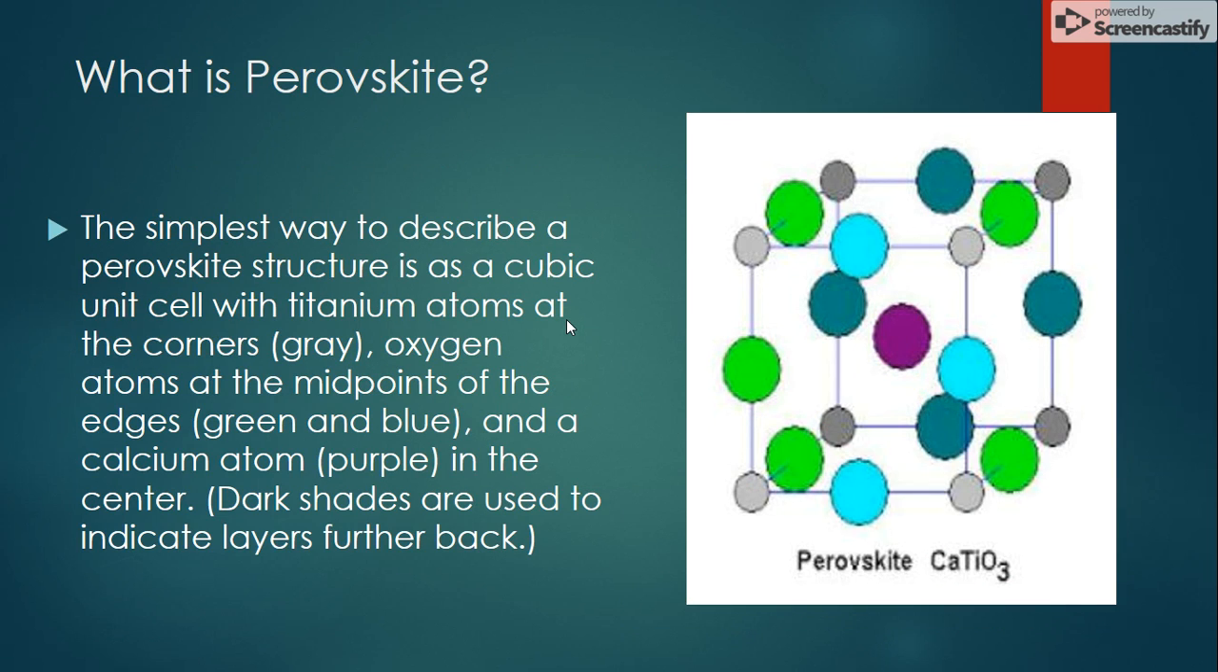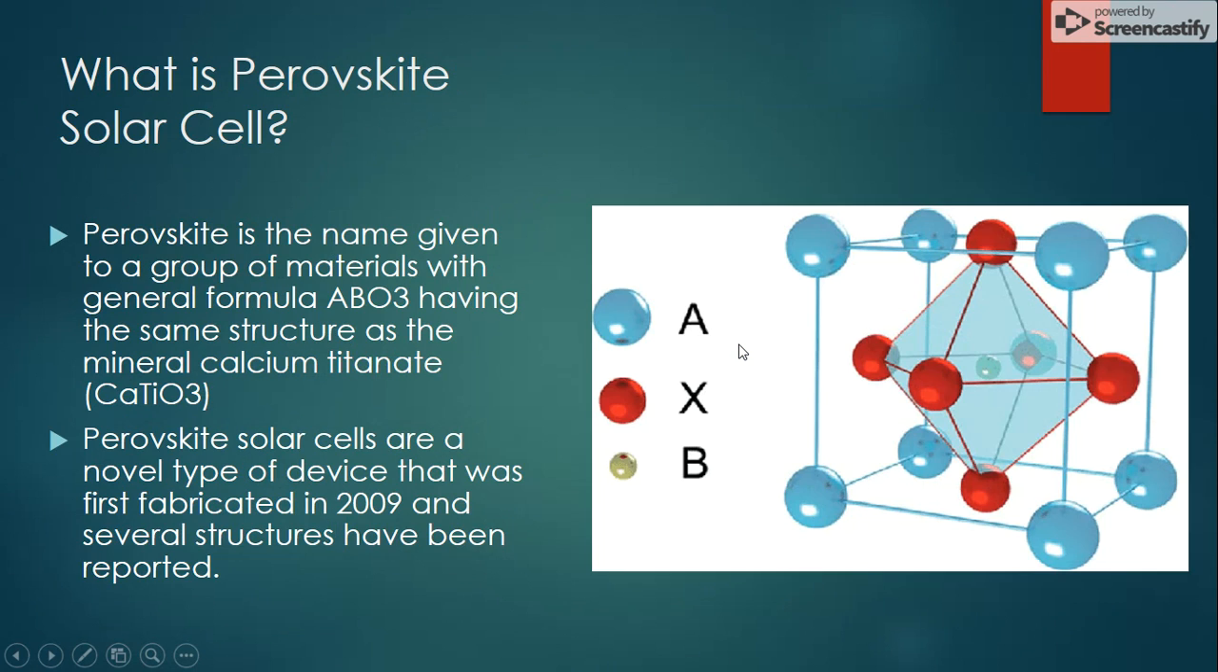What is perovskite? In the simplest way, it can be described as a structure in the cubic unit cell form with titanium atoms at the corners, oxygen atoms at the midpoints of the edges, and a calcium atom in the center. Okay, what about the perovskite solar cell? It's the name given to a group of materials with the general formula ABX3 having the same structure as the mineral calcium titanium oxide. And perovskite solar cells are a novel type of device that was first fabricated in 2009.